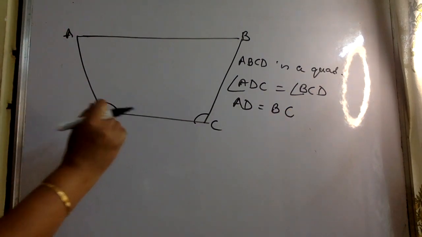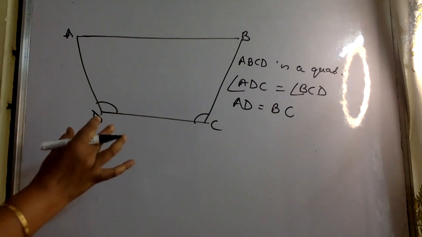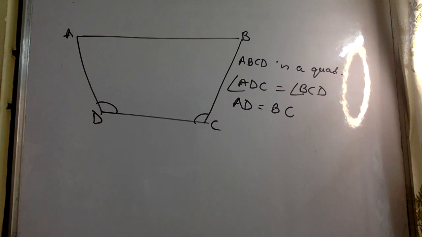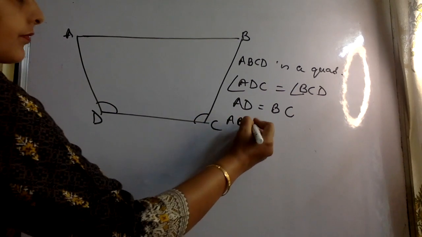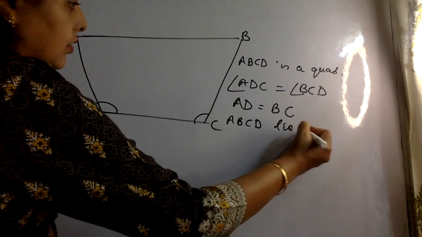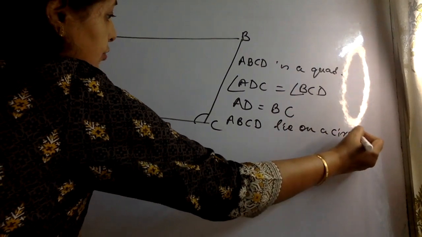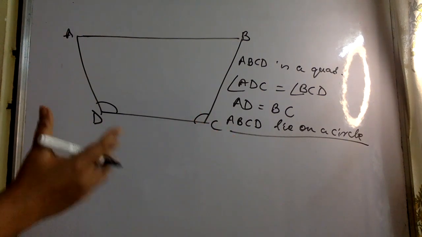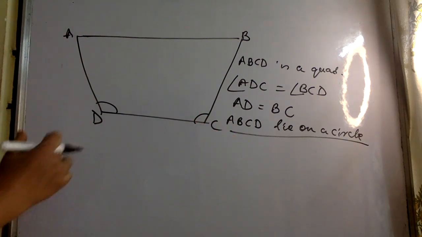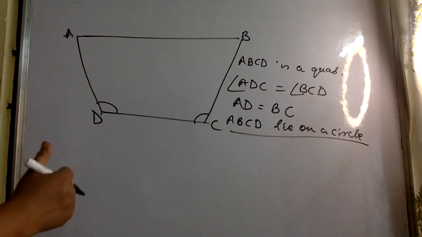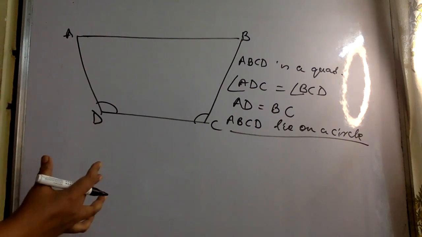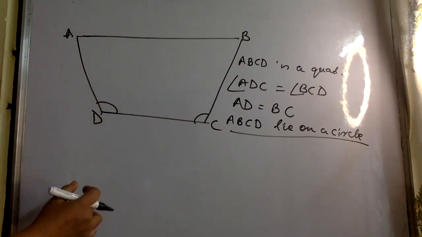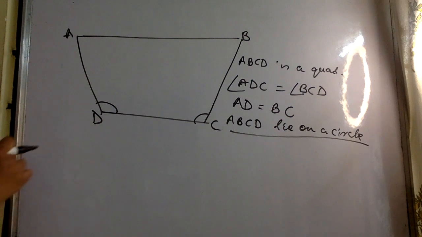Now we are going to prove. What do we have to prove? Prove that ABCD lie on a circle. When they use this kind of a statement, this is why I picked up this sum, it means it is another way of saying that ABCD is a cyclic quadrilateral. And all you need to prove that a figure is a cyclic quadrilateral is that opposite angles add up to 180.